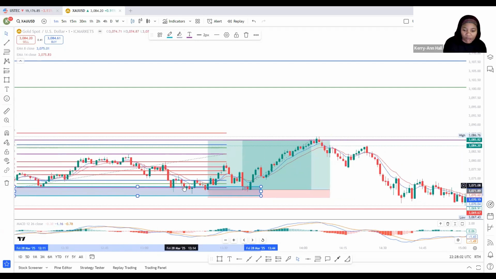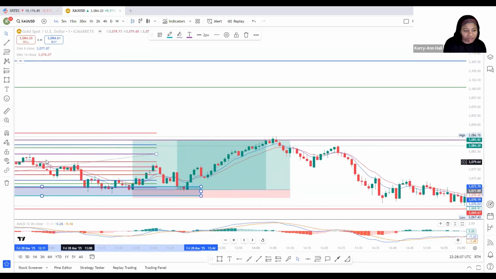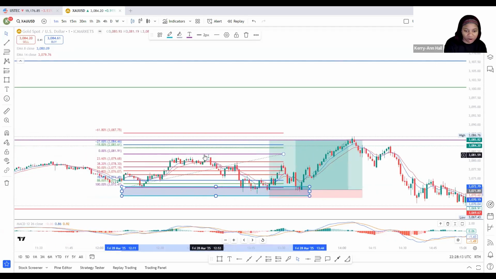Now, I used the fib, right? Lined up my Fibonacci, and literally the fib would have explained that, okay, we had a rejection right here at this area here of the fib, right? So put my fib on, and I've highlighted where the rejection is. So this is our 0 mark.